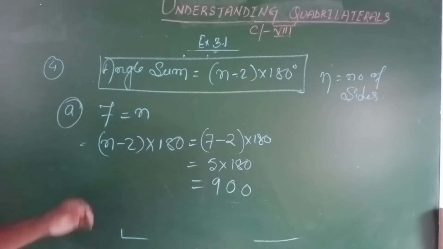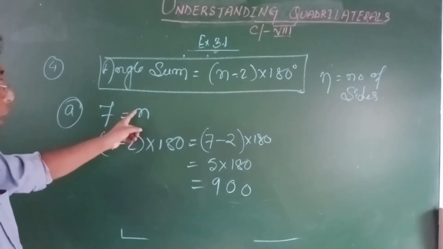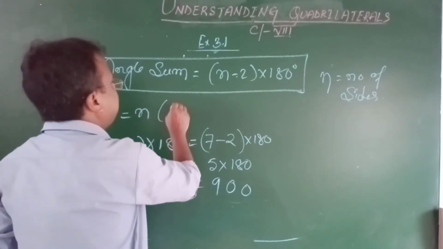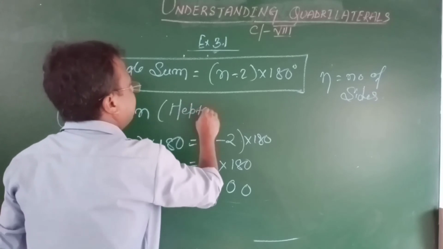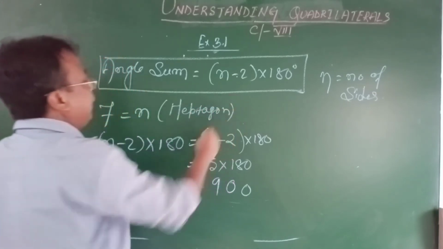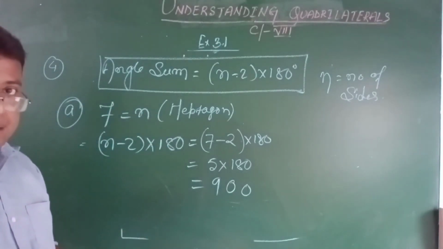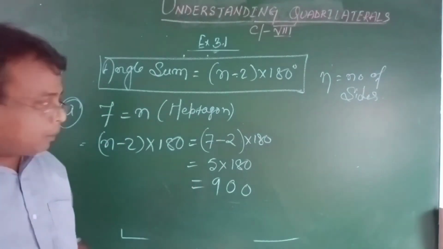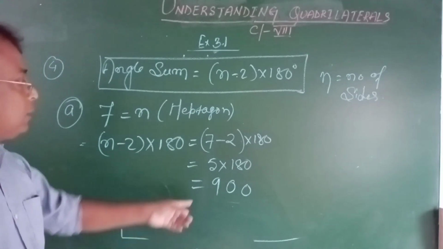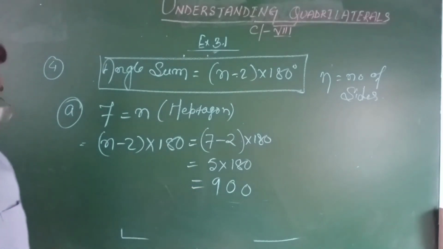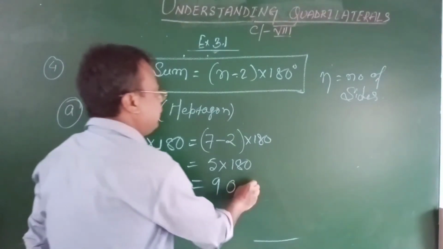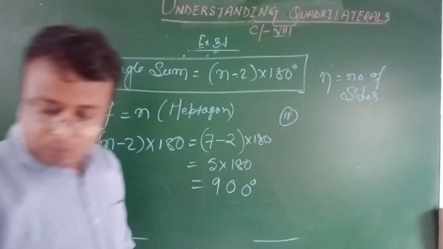if the polygon has 7 sides, then the angle sum is 900 degree. What is the name of this figure? This is called a heptagon. In a heptagon, if you add the 7 angles, you will get 900 degree. Let us try one more question. That is the next question.